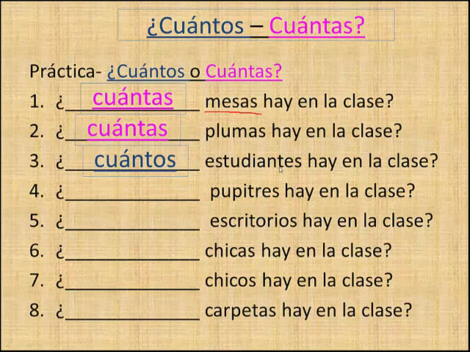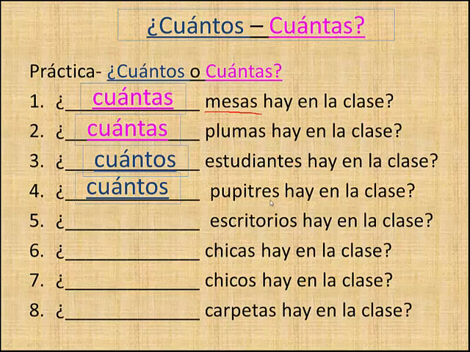Okay, número 2, estudiantes. Estudiantes here, what's happening is we're probably generalizing. When we talk about students, it's a mix of boys and girls. So again, if we're generalizing a group and there's at least one boy in there mixed in with the girls, we're going to use the masculino. So, ¿cuántos estudiantes hay en la clase?